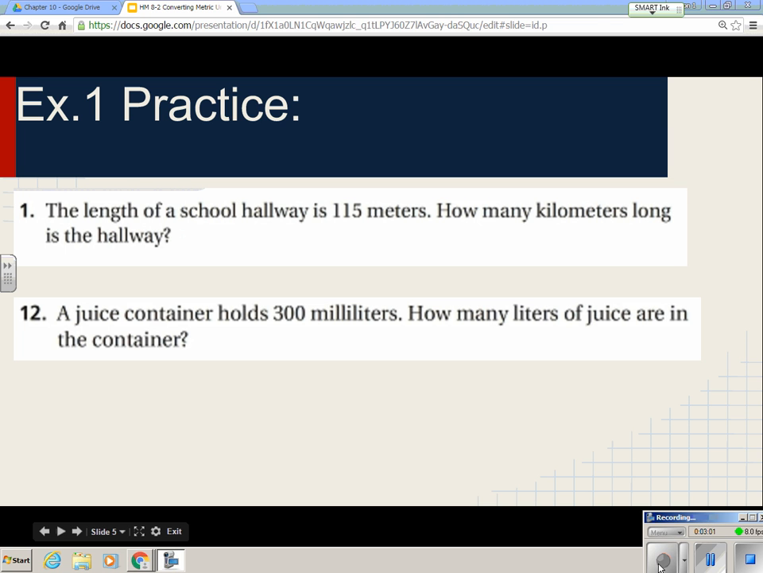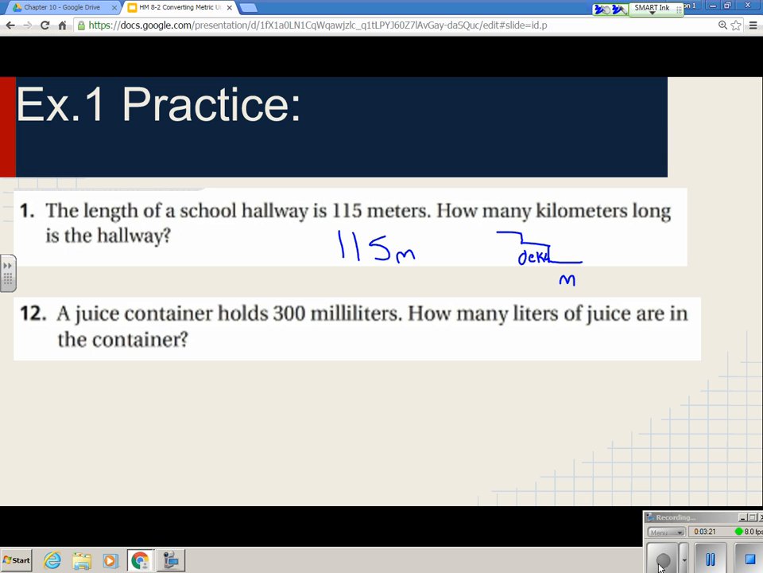All right, here's what we mean. I'll do one and then you're going to do the other. Unless you want to do both, stop the video now. So the length of a school hallway is 115 meters. How many kilometers is the hallway? Well, if we're looking at our steps, here's meters. Then it goes up to decameters. Then it goes up to hectometers, then kilometers. So we're going up 3 steps.